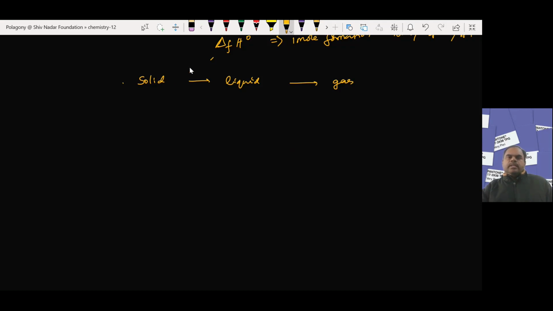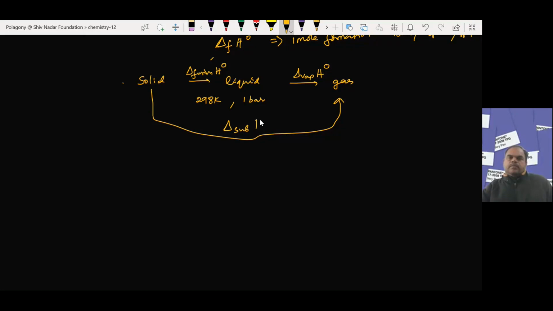If the solid changes into the liquid, then it is the enthalpy change during fusion. If the liquid changes into the gas, we say the enthalpy change of vaporization. If these energy changes are measured at conditions like 298 Kelvin or 1 bar pressure, then it is said to be the standard enthalpy of fusion and the standard enthalpy of vaporization. Or if the solid changes directly to the gas, then we write the standard enthalpy change of sublimation.